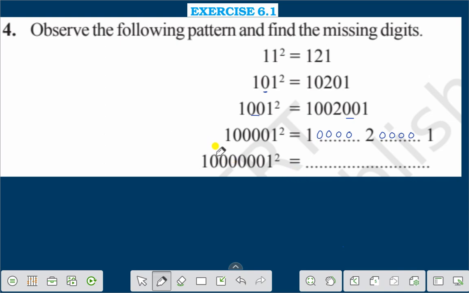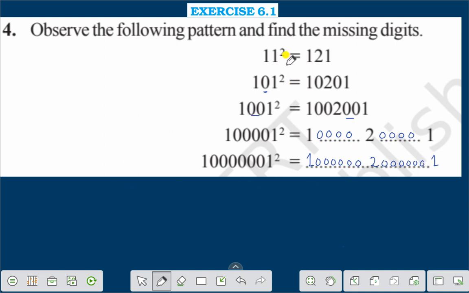Now here you see 100000001 square. In the first position there will be 1. In the last position there will be 1. And in the middle it is 2. Now how many zeros are there? 1, 2, 3, 4, 5, 6. 6 zeros will be before 2 and 6 zeros will be after 2. Here also you see 1, 2, 3, 4, 5, 6. In this way you can find the pattern.